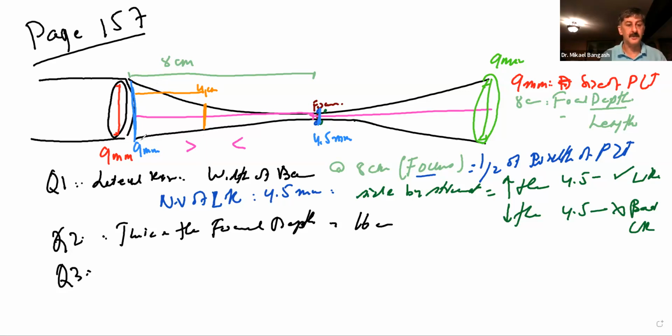So any number that comes in between 9 millimeters and 4.5 millimeters is going to be what the width of the beam in this case would be at a depth of 4 centimeters, which would probably be the best estimate for the lateral resolution at this depth here.